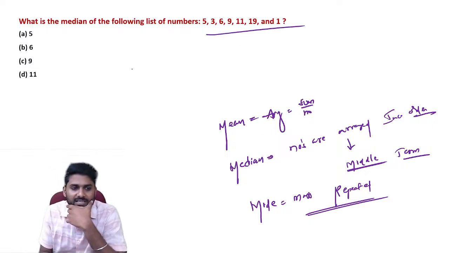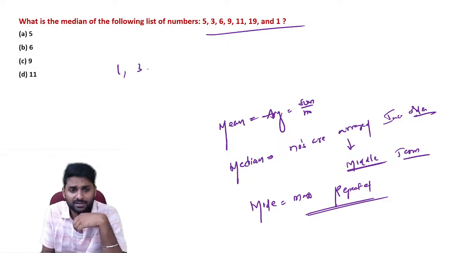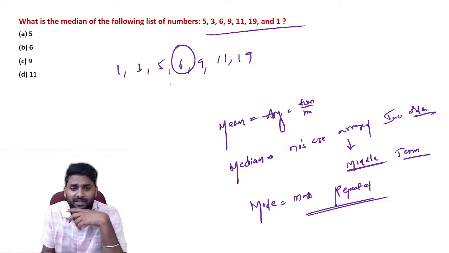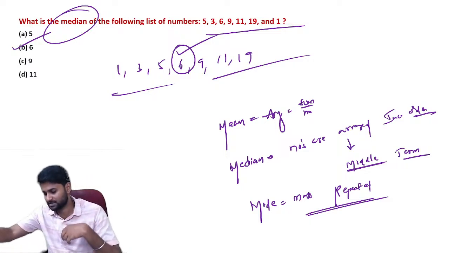Now let's arrange these numbers in increasing order: 1, 3, 5, 6, 9, 11, 19. After arranging that, just identify the middle term. The middle term is the median. 6 is the correct answer.